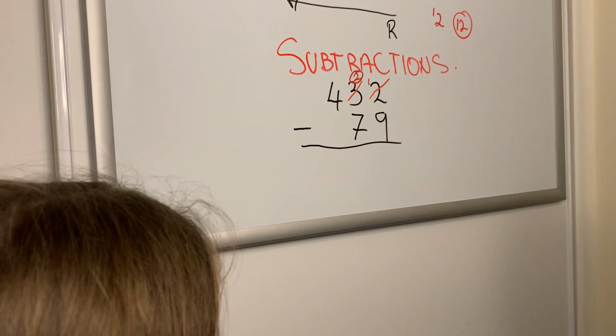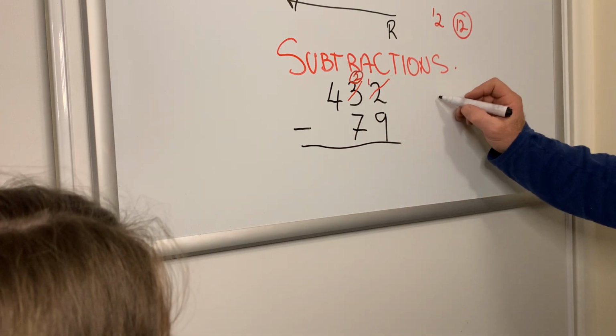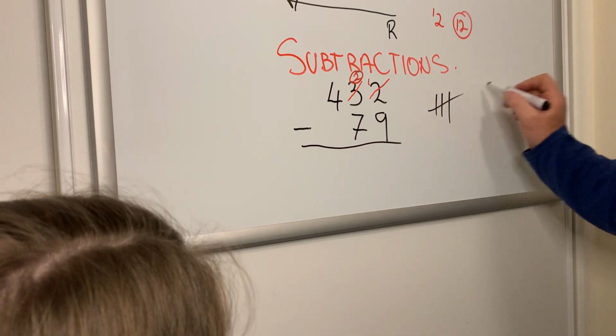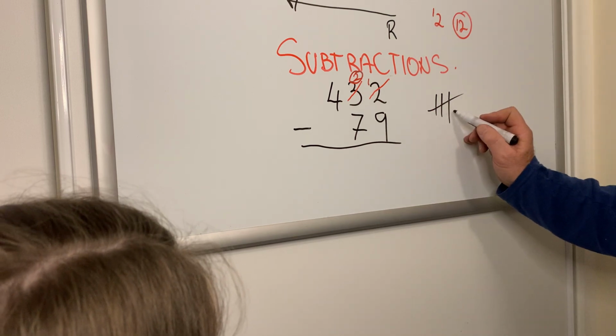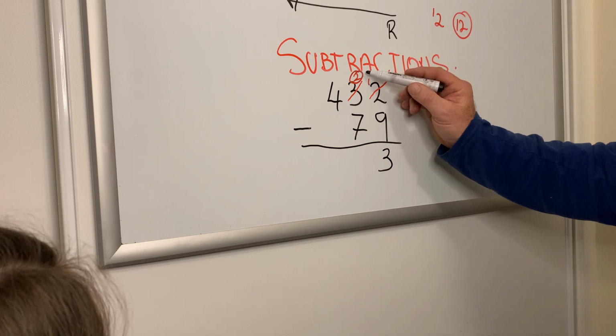So again, let's say you were unsure, Logan. We'd start with 9, 10, 11, 12. That's 3. Now this one, remember, we've actually got it.